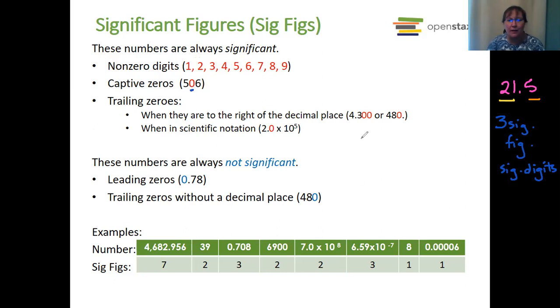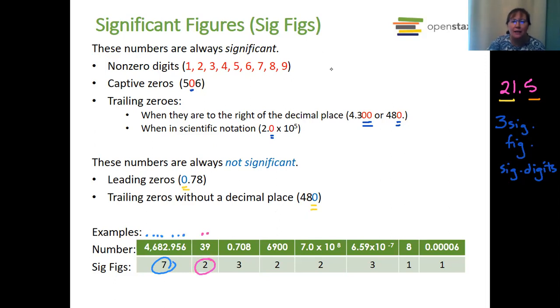Now let's take a look at trailing zeros. If you have a decimal point, then they're significant. They're not significant if they are a leading 0 out front or if there is no decimal point. So let's take a look at what this would be. This one we have 1, 2, 3, 4, 5, 6, 7, so 7 significant figures. This one's easy to see, 2 significant figures.